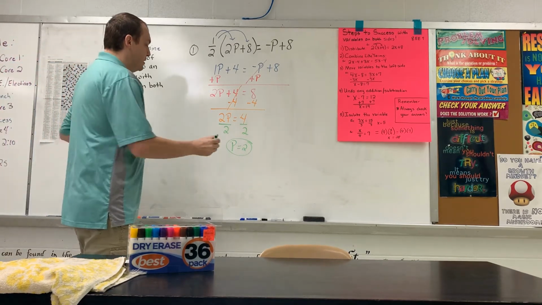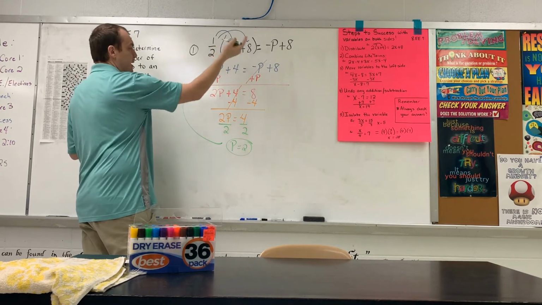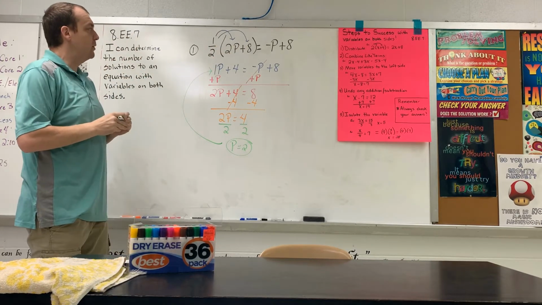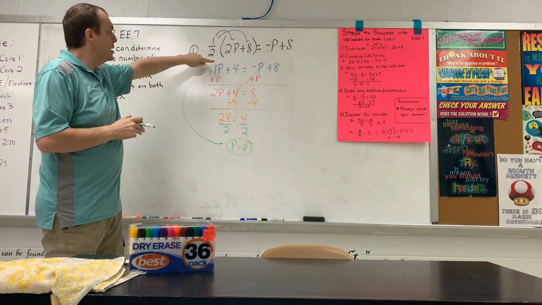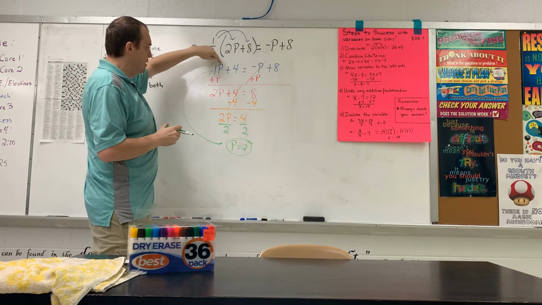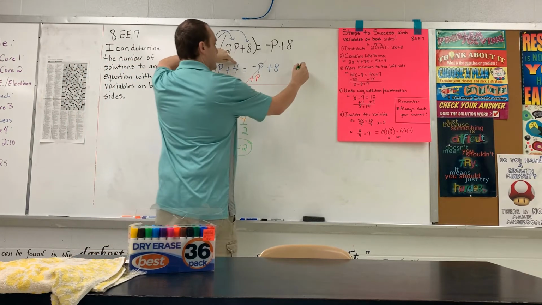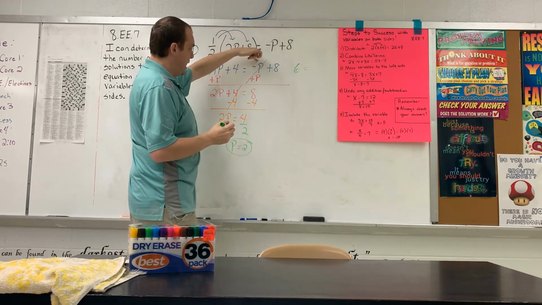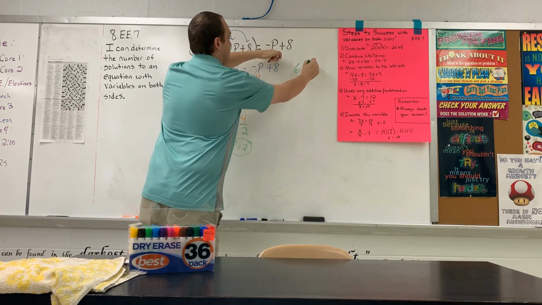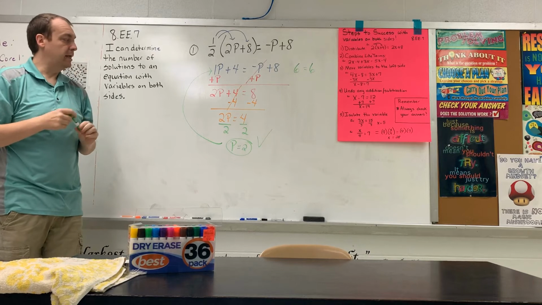So we can take this answer and stick it back in here. You can stick it in up here, it doesn't really matter, as long as you move it back up towards the original problem. So if we plug this back in, we have 1 times 2 is 2, plus 4 is 6. Bring it up here. Negative 2 plus 8 is 6. So we know that we are correct with this answer.